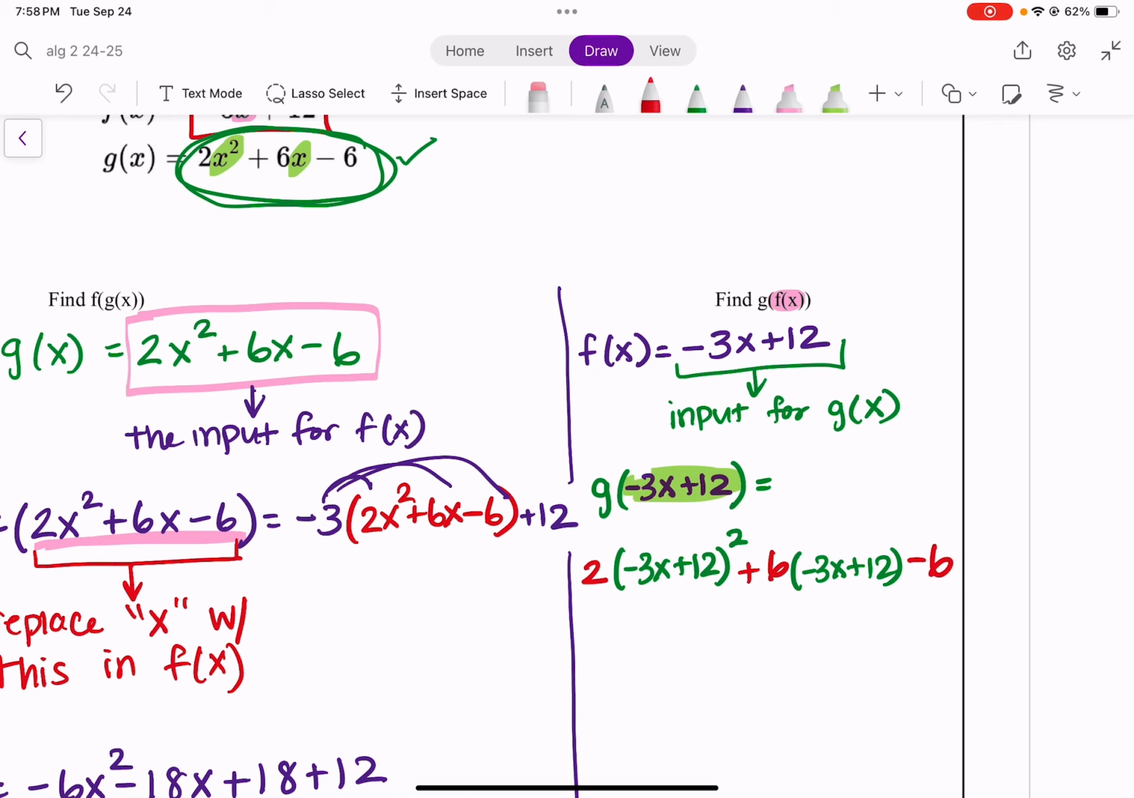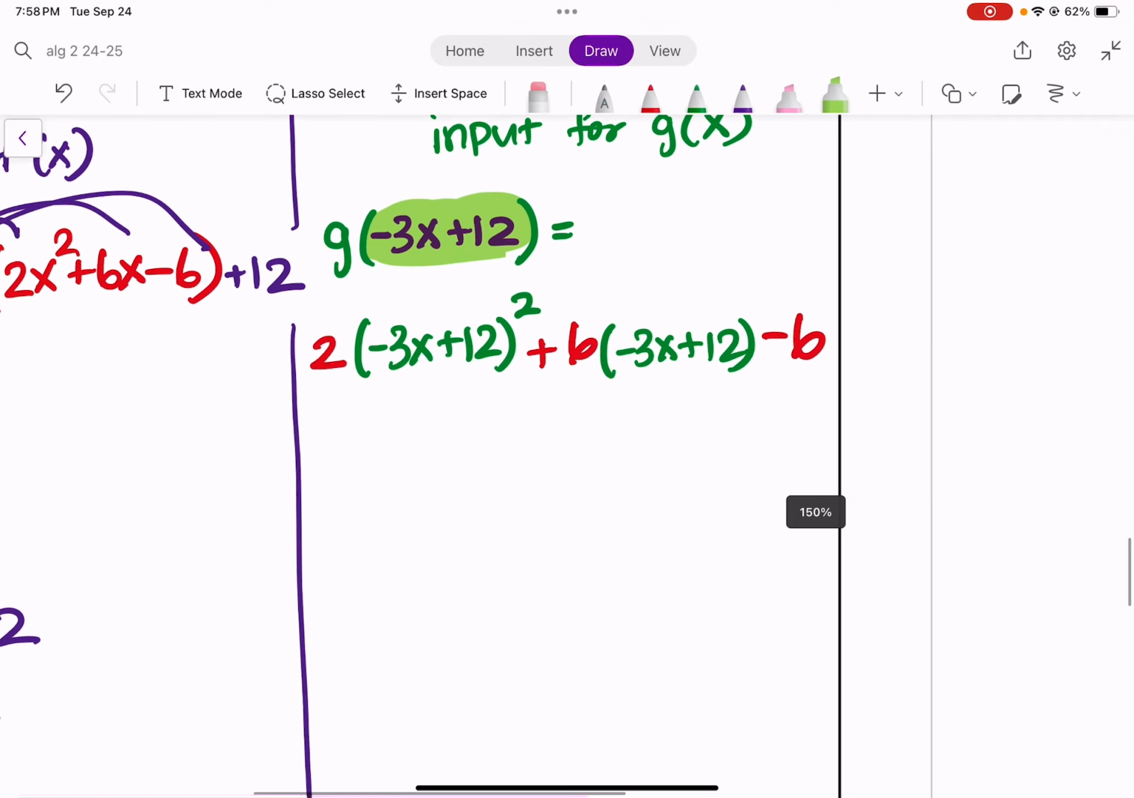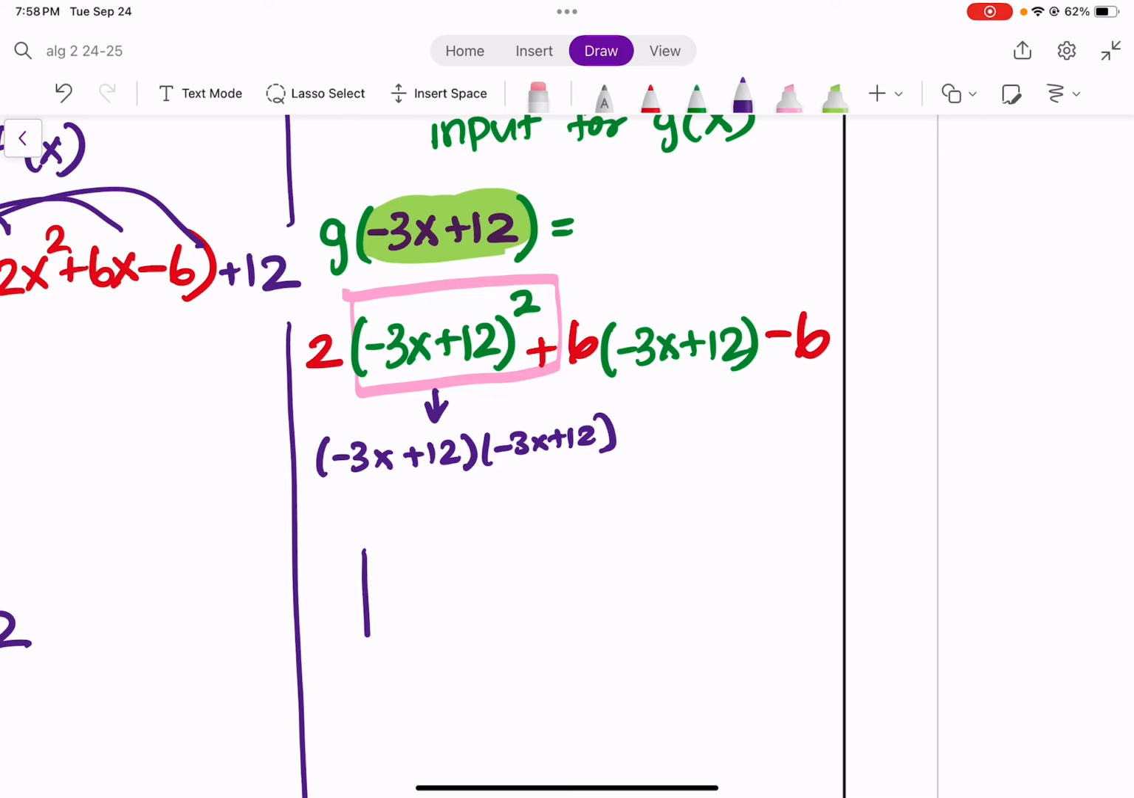So all I did was I took this function, and anytime I saw an x, I replaced it with this. So now I have to simplify this. It looks a little bit complicated, but we're going to break this down. First, I'm going to simplify this part right here. This is essentially saying negative 3x plus 12 times negative 3x plus 12. So I'm going to use the box method to multiply this out.